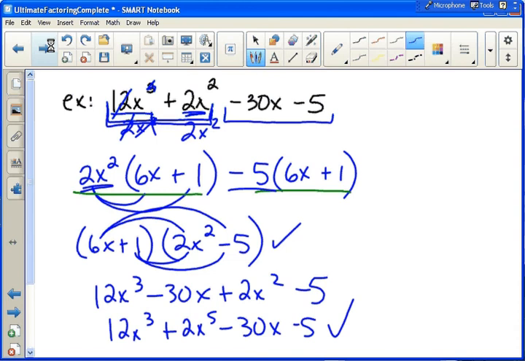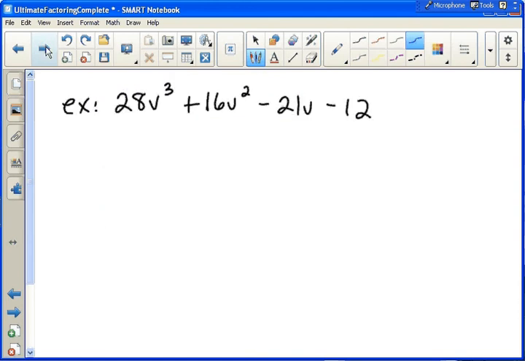In this example, I notice again I have more than 3 terms. If I have more than 3 terms, I think factoring by grouping. So I change them into pairs. And I think, okay, 28v cubed plus 16v squared. What do the two of them have in common? Okay, well, v squared jumps out to me real quick. I've got to think a little more carefully about the biggest number I can pull out of 28 and 16. I believe 4 is the biggest number that goes into both of them. That'll leave me with 7v plus 4.